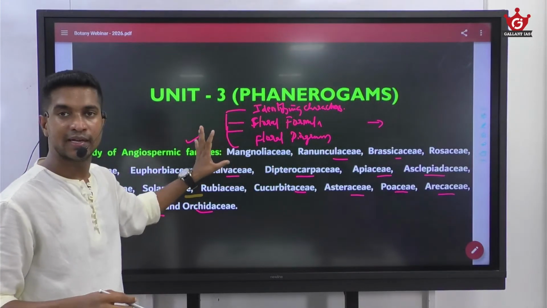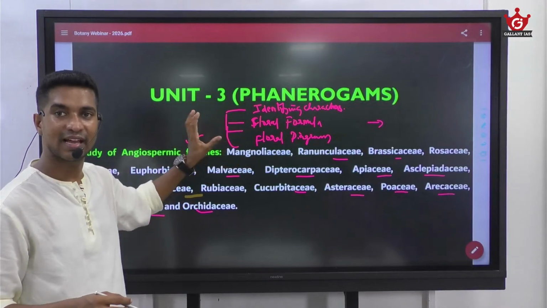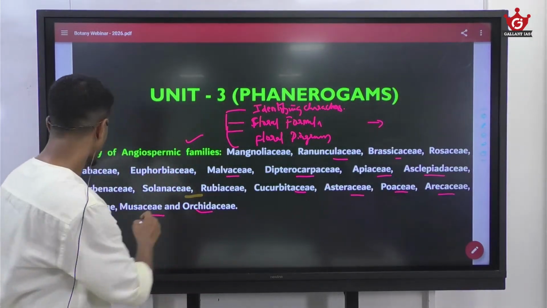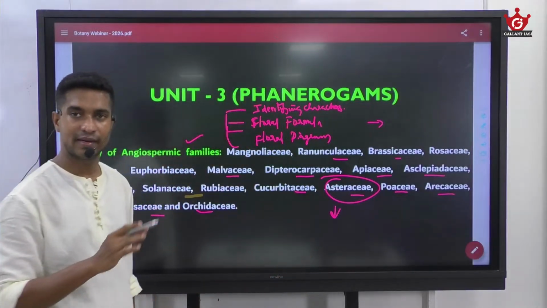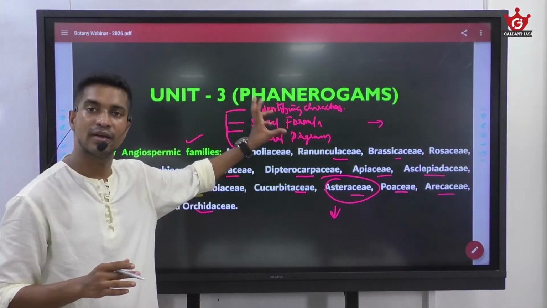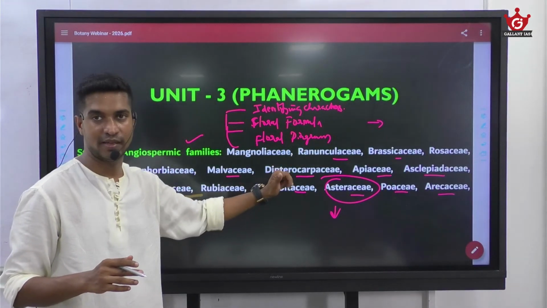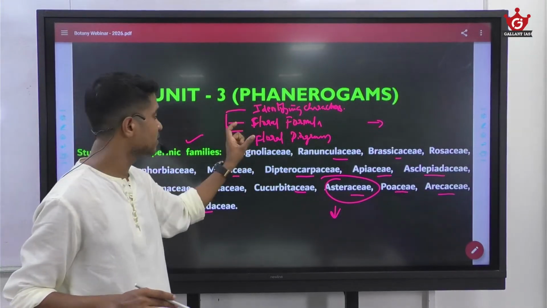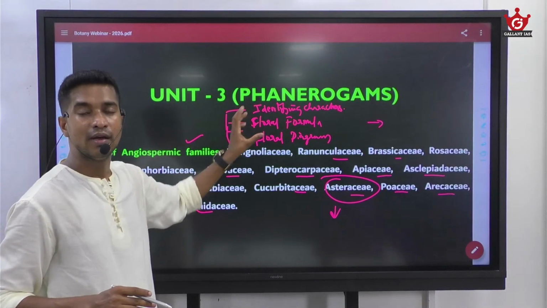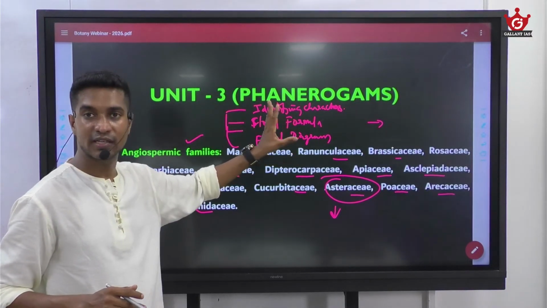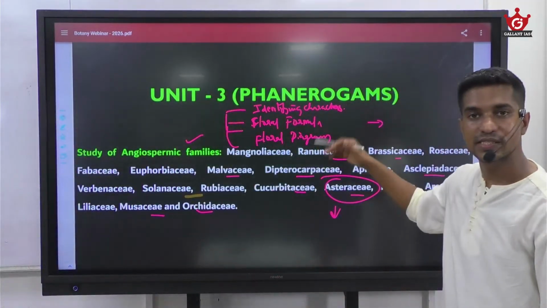And for certain advanced families in dicot and monocot, the question is asked like the advanced characters in Asteraceae. Asteraceae is the advanced family in dicot. So the question can be asked in a similar way: what are the advanced characters of Asteraceae? Most of the questions from this particular part are on the identifying characters of the family, their floral formula and floral diagram.